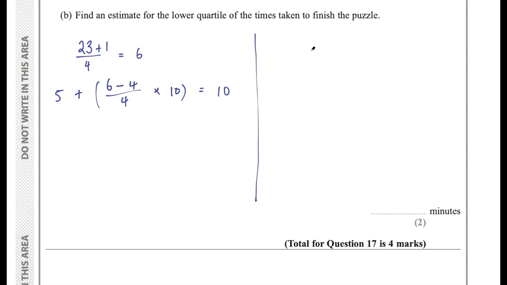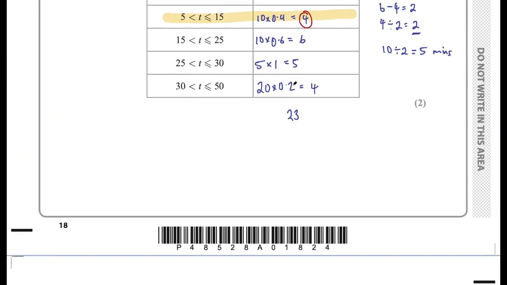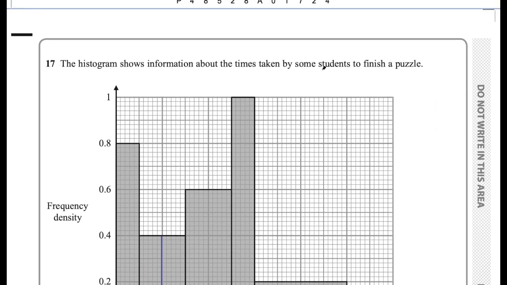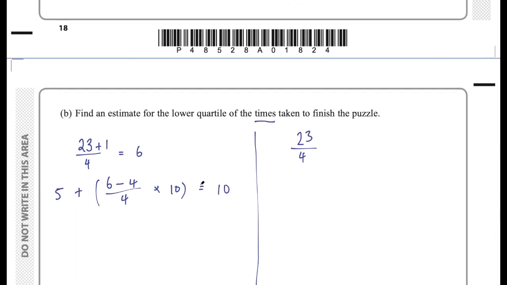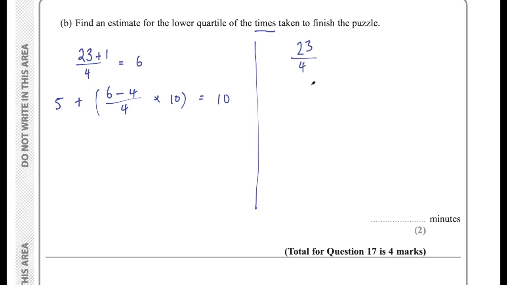The second answer involves not adding 1 to the frequency. So 23 divided by 4. Why can we do this? Because we're talking about times. Remember I said we add 1 when we're talking about discrete data. Well, if we're talking about continuous data, we do not have to add 1. Because we have both types of data, students, which is discrete, and time, which is continuous, we can do either of these approaches. So this is also going to give you a correct answer by not adding 1. Now we do 23 divided by 4, which is 5 3/4, so 5.75.